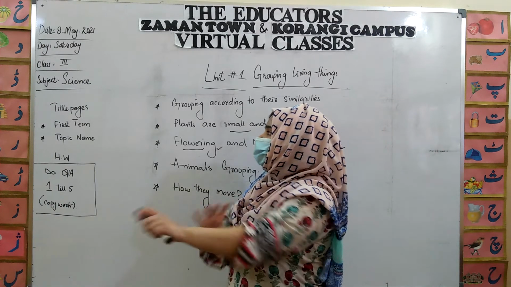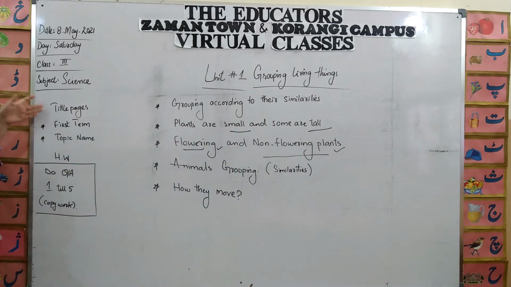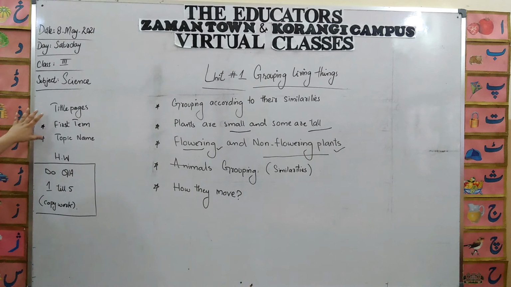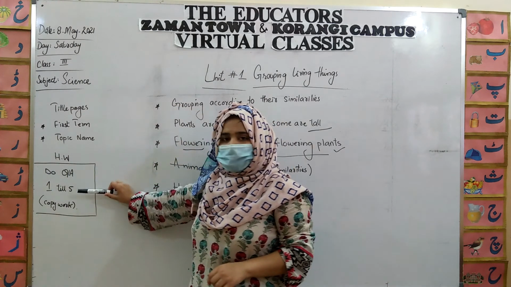First of all, let's discuss how to maintain your copy. You have to make two title pages as before. First, make a title page on your very first page. After that, make a second title page with your topic name, that is unit number 1, grouping living things. After that, you have homework: do question number 1 till 5 in your copy.